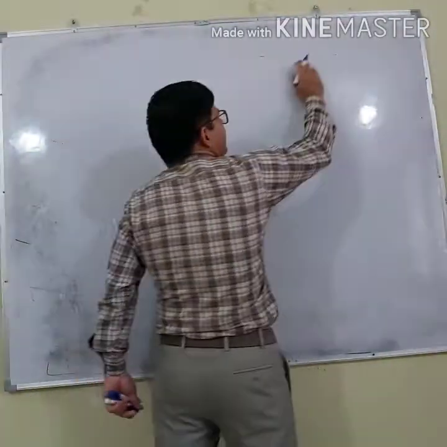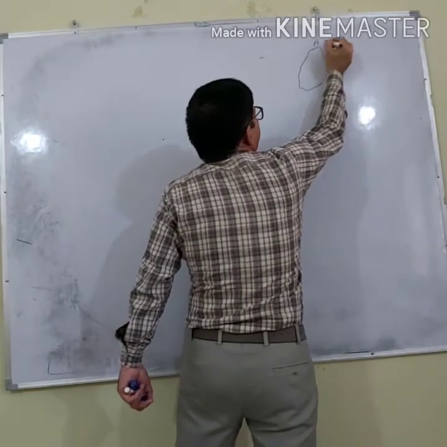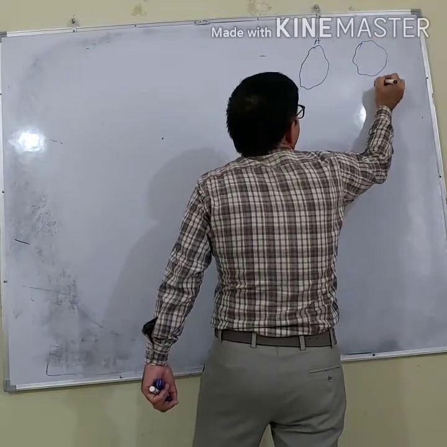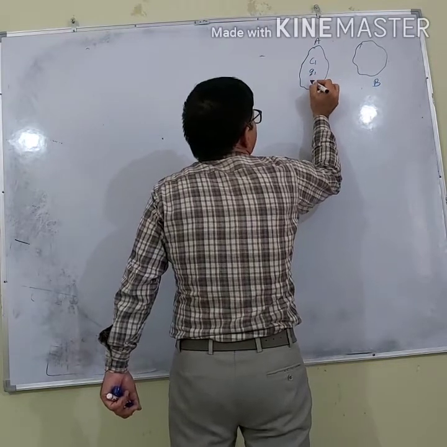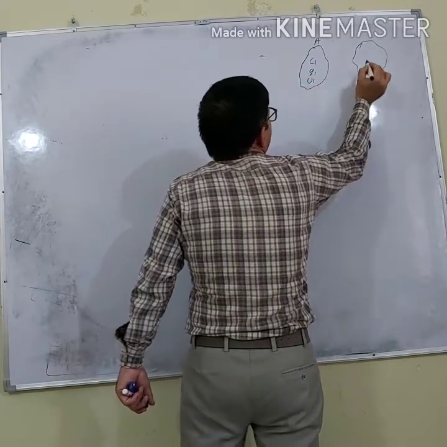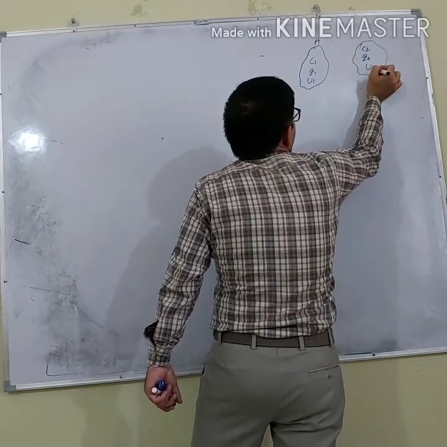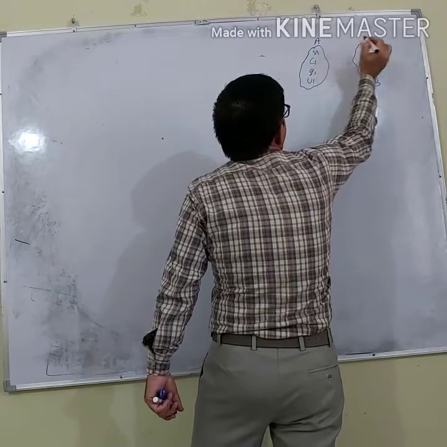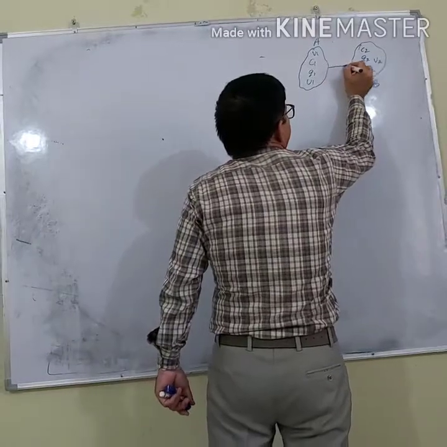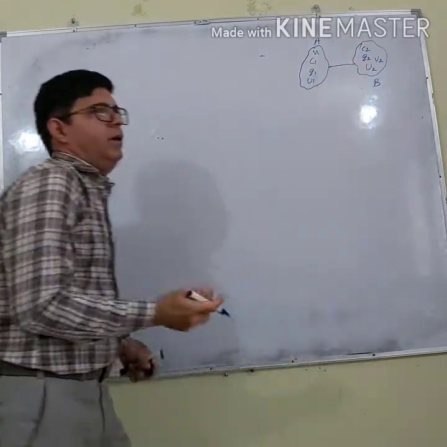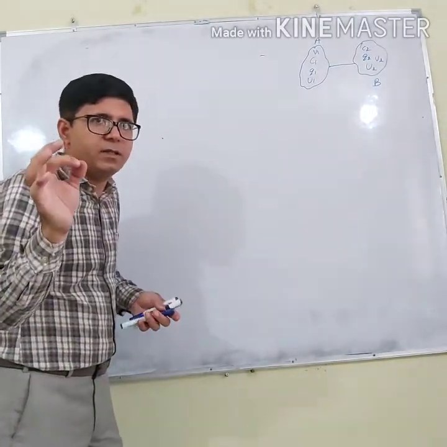So let us say I have two conductors, one is A, another one is B. Its capacity is C1, initially charge is Q1, potential energy is U1, potential V1. For the other, C2, Q2, U2, potential V2. If I join them, what will happen? Is there any loss of charge?